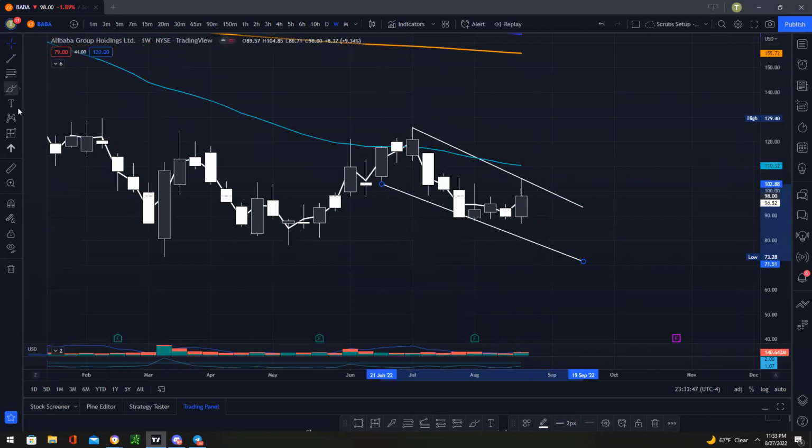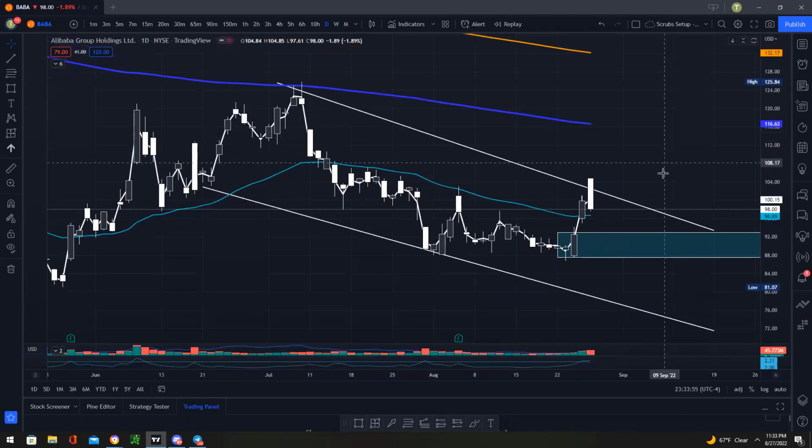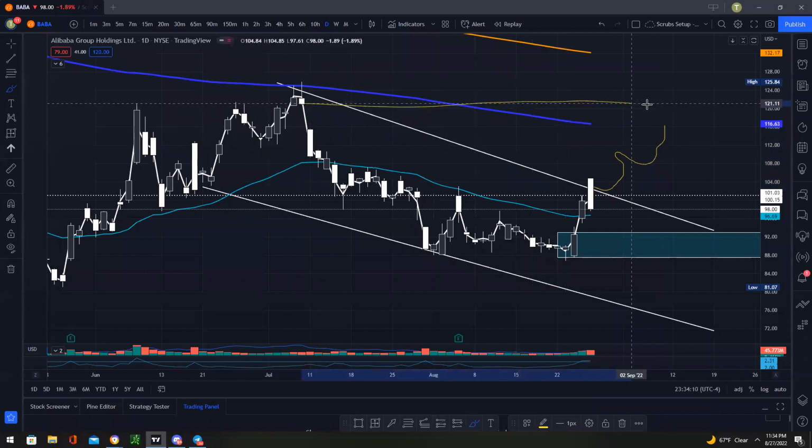So Baba, we have a little bit of a demand region right there, and we hit the head. So we need to hold this pretty much this $100 region, $101 region, and we can maybe slingshot back up here to the daily 200-day moving average. We also have a gap to fill right here.